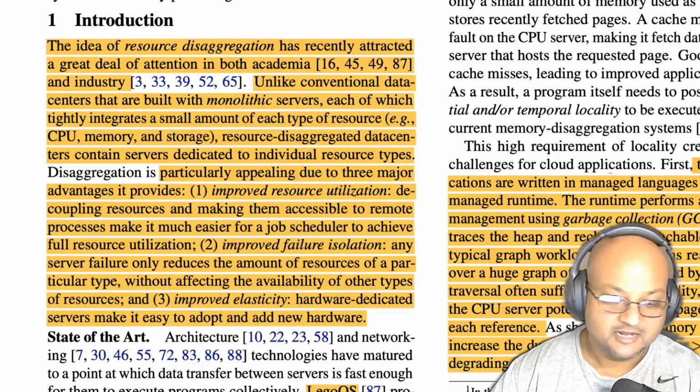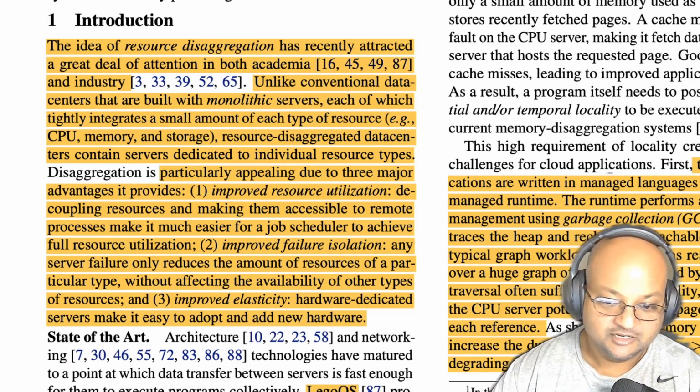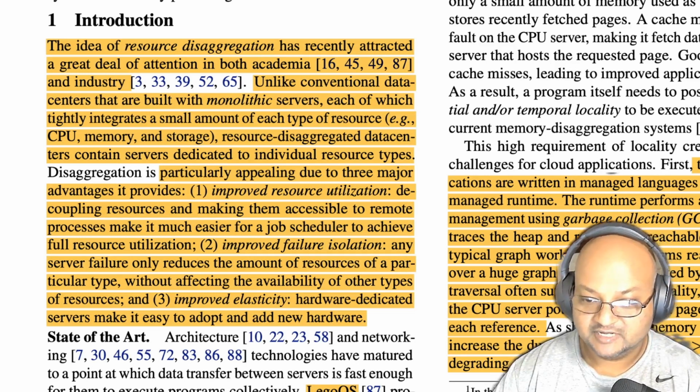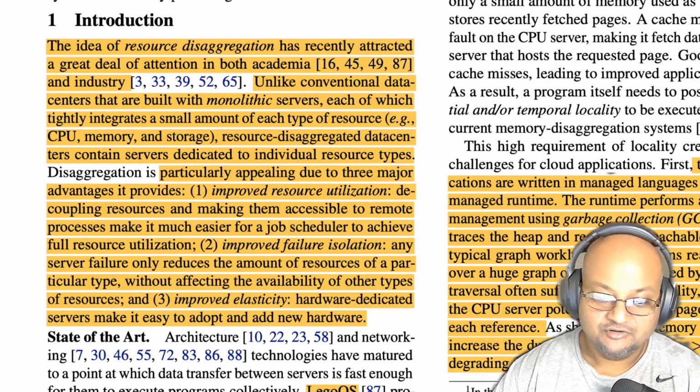So right off the bat, let's first talk about what resource disaggregation means. Now, traditionally in large data centers you would have typical servers where each server has a lot of CPU, a lot of RAM, a lot of storage. But in the last few years, people have been investigating a new kind of data center architecture where you try to isolate individual resource types to specific servers.